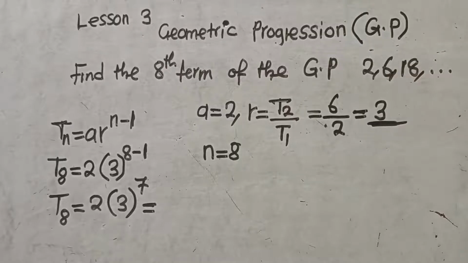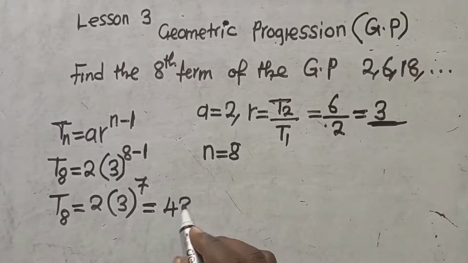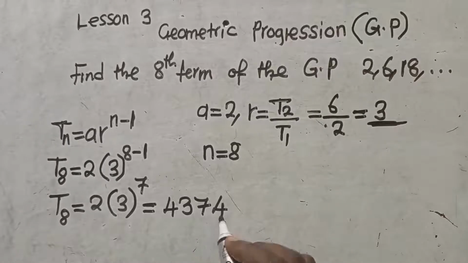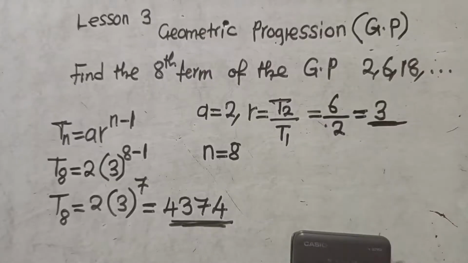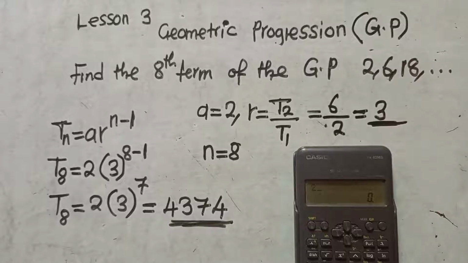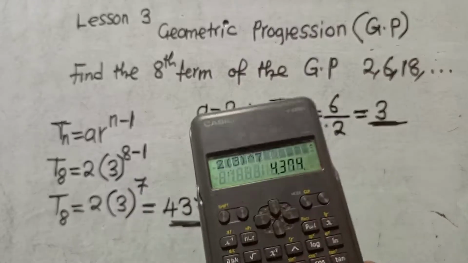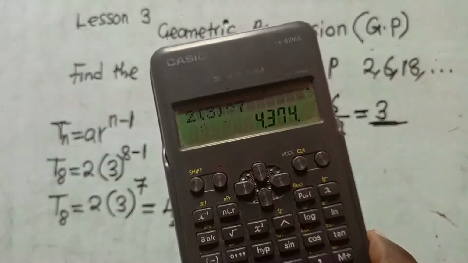The answer you need to find is 4374 when you multiply. Kindly confirm this particular answer with me. You get your calculator like this. I say 2, open bracket, 3, close bracket, to the power 7. I guess you have seen this answer. This is the answer that I am getting.